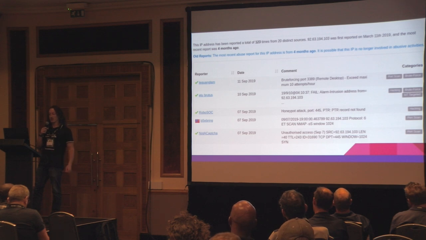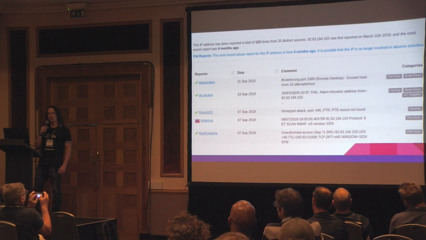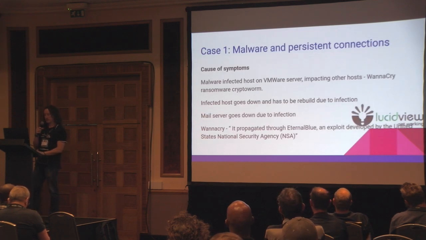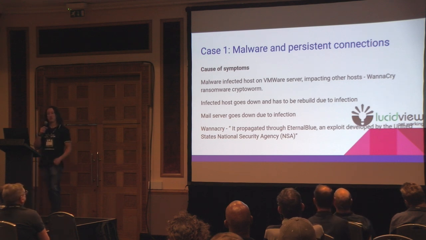So obviously we alerted the client to this problem. No, there's nothing wrong with the server. So we kept on insisting they must have a look at this. It turns out what was happening at this client, the malware infected host was on a VMware server. So this was actually their mail server at this site. And the malware was on the mail server talking back to Russia.